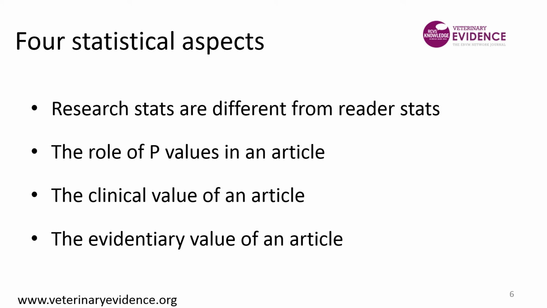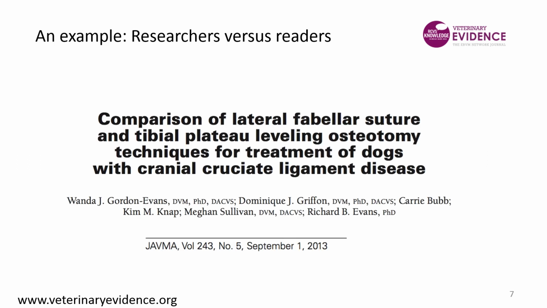I'm going to use one example throughout the whole talk, and it's from this paper. This is where we start, researchers versus readers. It's the comparison of lateral fabellar suture and TPLOs for the treatment of dogs with cruciate disease. My wife is the first author on this paper. This is her randomized clinical trial that was published in 2013. I'm going to use this as an example of how she is different than us, a we versus them sort of thing.